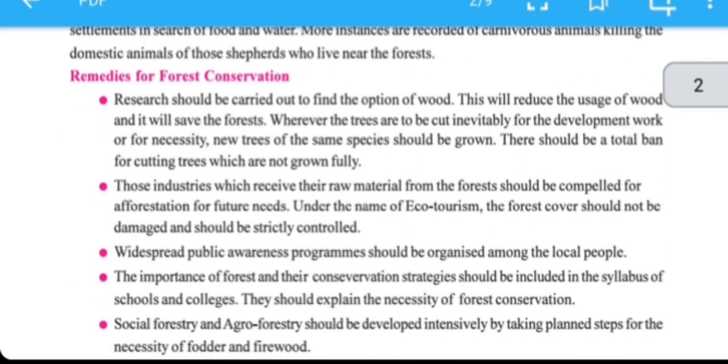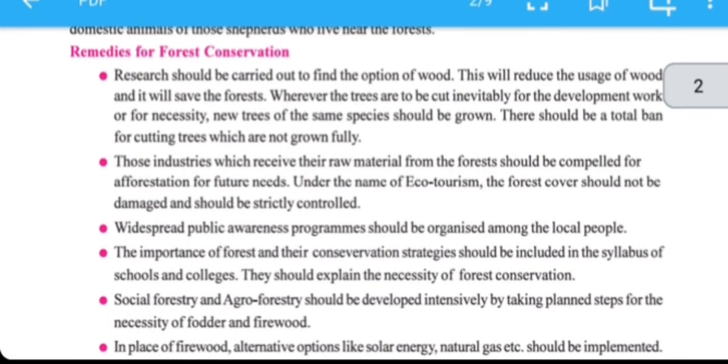So what steps are taken for forest conservation? The first step is that research should be carried out to find an option for wood, because more and more demand for wood will lead to more deforestation. So one option should be there to use a product in place of wood. This will save the trees.